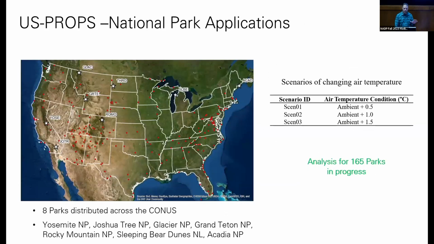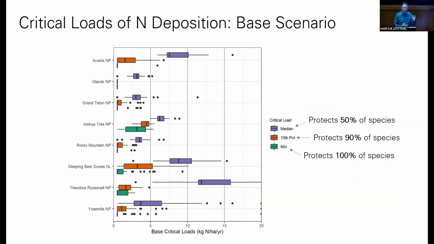So again, here are those 8 parks. We're looking at Yosemite, Joshua Tree, Glacier, Grand Teton, Rocky Mountain, Sleeping Bear Dunes, and Acadia National Park. And these are the climate scenarios that we've been evaluating: a 0.5 degree, 1 and 1.5 degree C increase in air temperature relative to the ambient condition. So the 8 parks are completed, and we have 165 that are currently in progress. So the results here will be for the 8 parks.